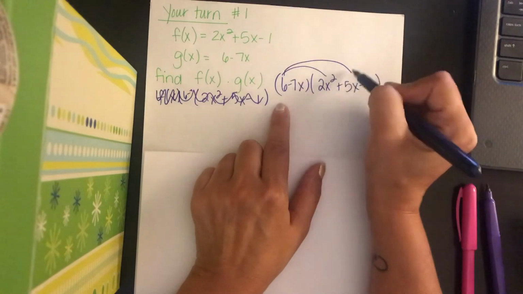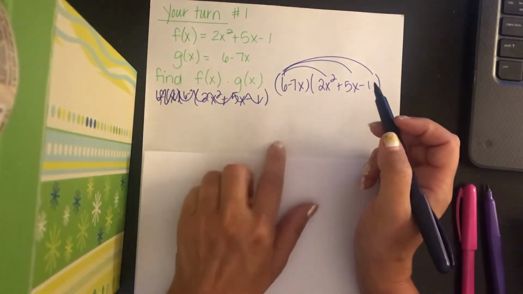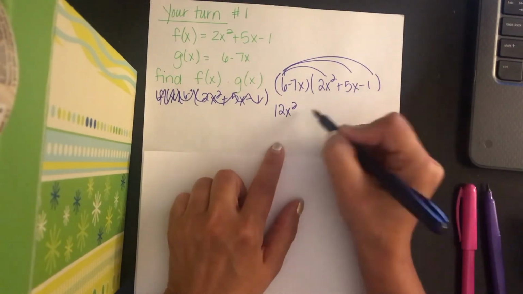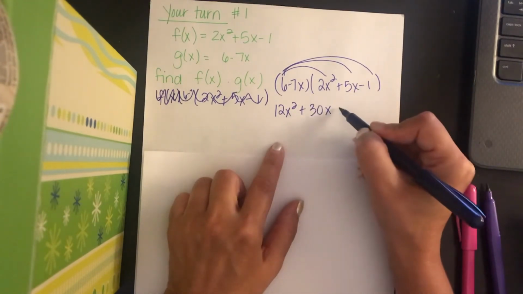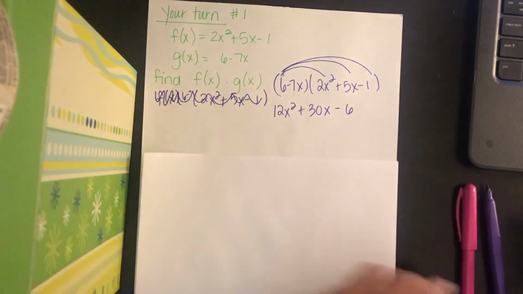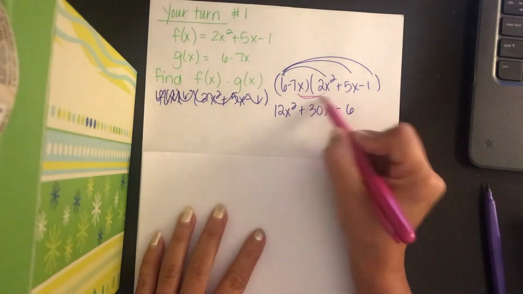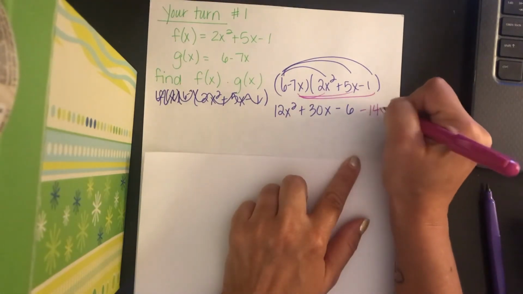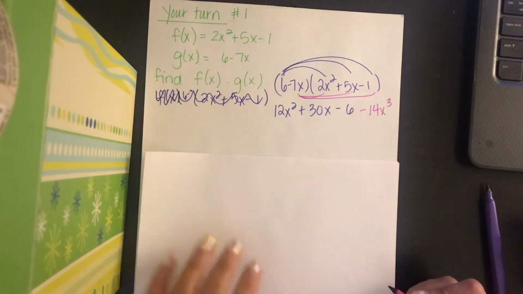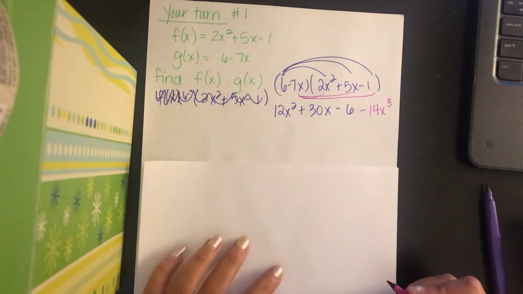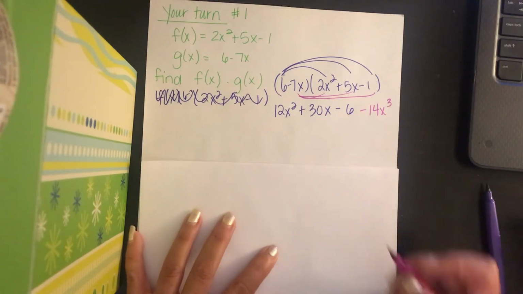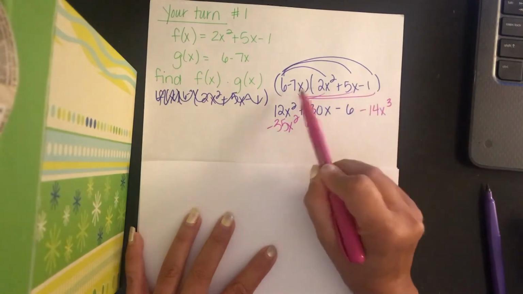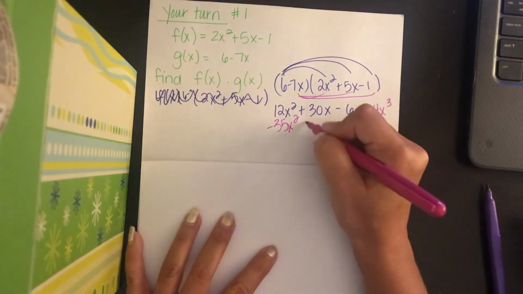So I'm going to take that 6 first. And I get 12x squared, 30x minus 6. And then I'm going to take that negative 7x, and I get negative 14x to the third, because 1 plus 2 is 3. Negative 7x times 5x is going to give me negative 35x squared. Negative 7x times negative 1 is going to give me a positive 7x.